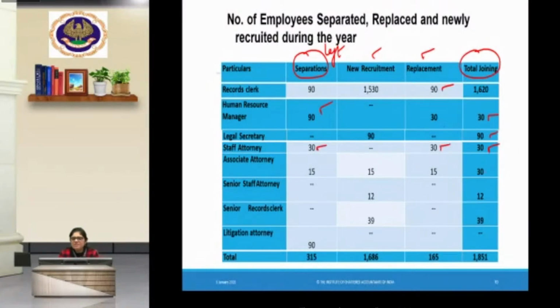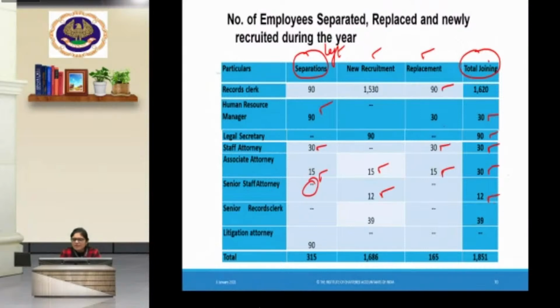You have to see first the new joinee and the separation. Compare the total joinee from the separations. Associate attorney, 30 have joined, 15 have left. That means 15 must be replaced and 15 are new joinee. In senior staff, 12 have joined. There were no separations. That means these must be new joinees only.